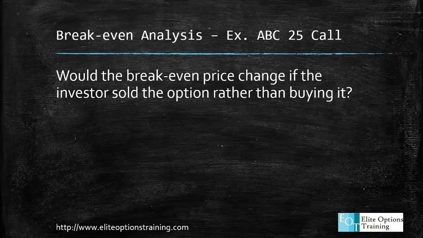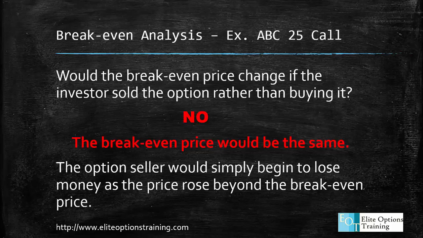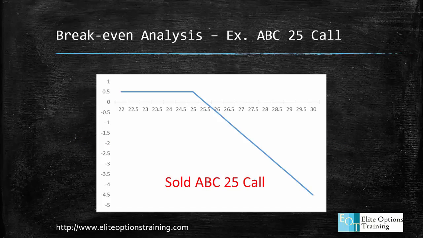Now, would the break-even price change if the investor sold the option rather than buying it? The answer is no. The break-even price would be the same. The option seller would simply begin to lose money as the price rose beyond the break-even price. And here's a payoff of what selling the ABC 25 call will look like.